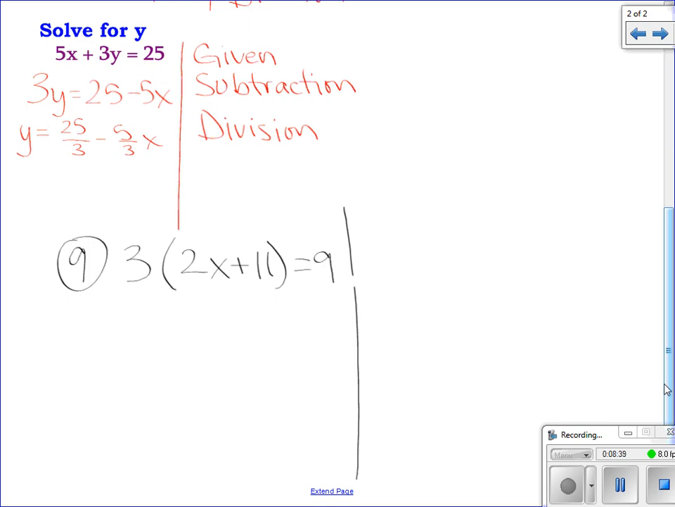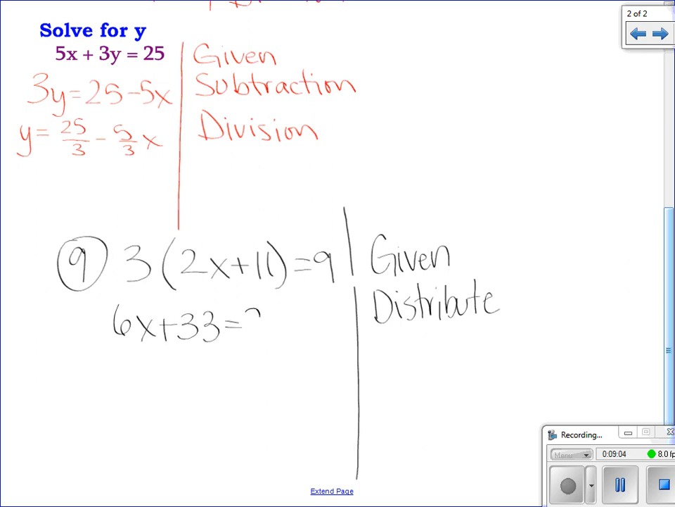You want to write distribute. You don't want to write what? Multiply. Because multiplication means you're multiplying by the same thing on both sides, and we're not doing that. Okay, we're actually distributing, so you need to use the appropriate reason. So when we distribute, what do we write? 6x plus 33. Okay. Now what are we doing? Minus subtraction.